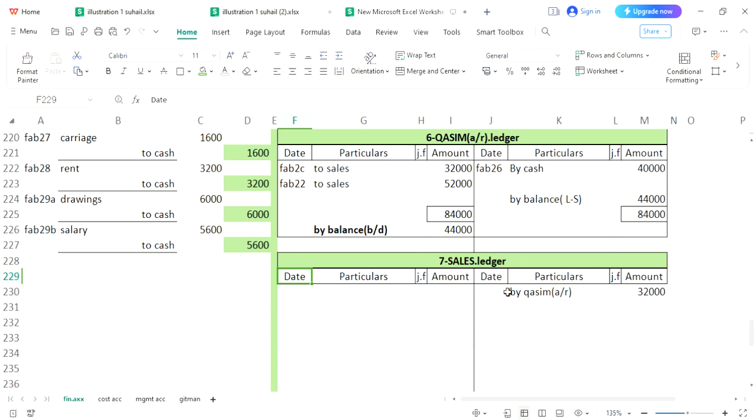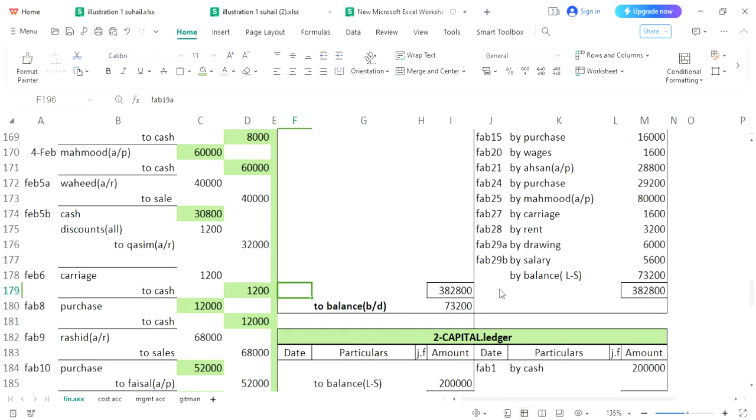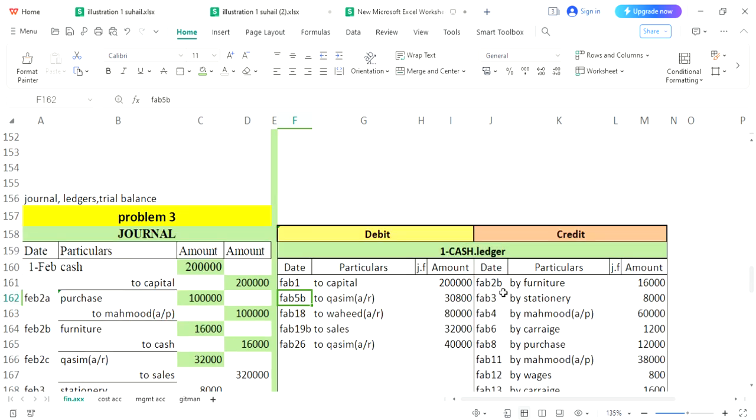Let's write its date. February 2C. So date is mentioned. Reference is given. Amount has been posted. So this entry including 3,20,000 has been completed. So we can mark it as done, making the sales ledger.